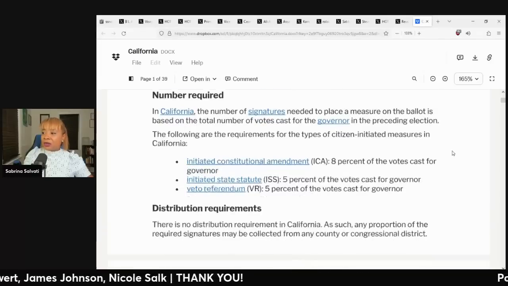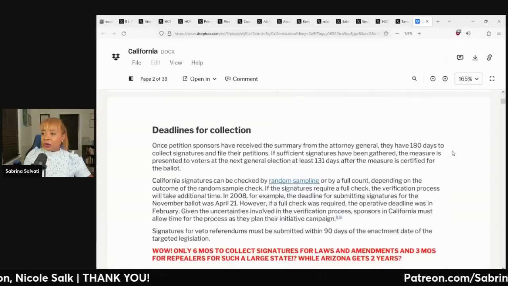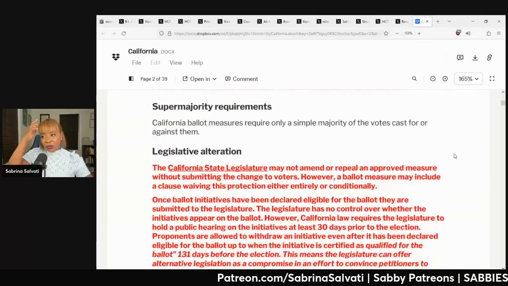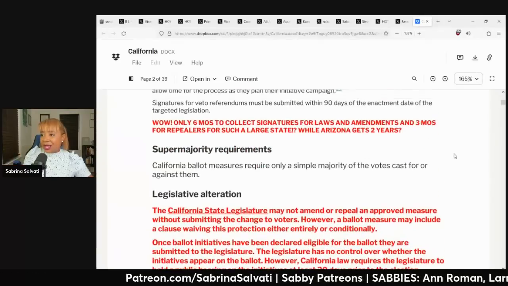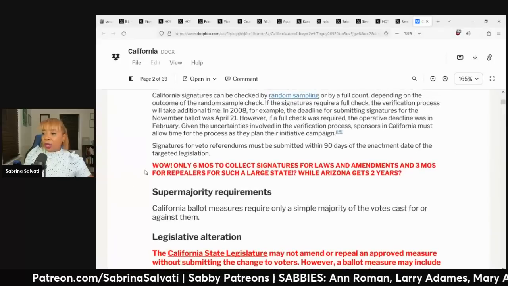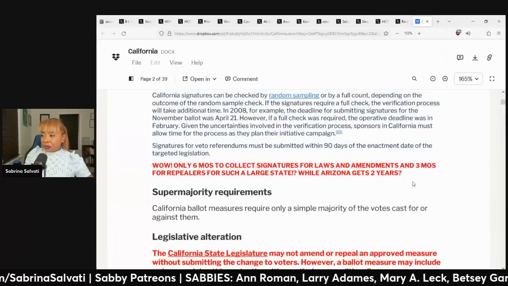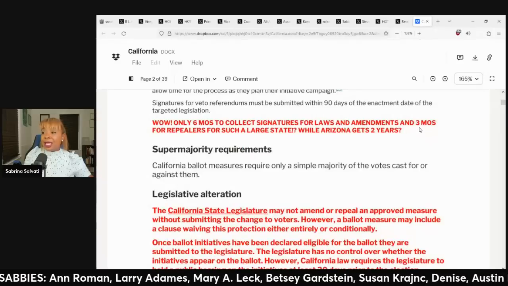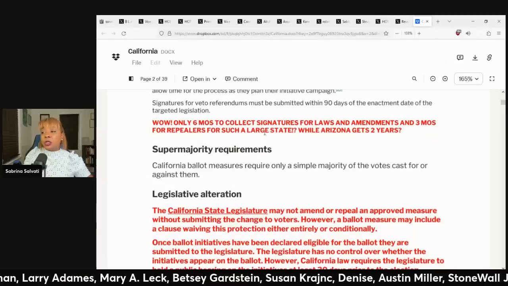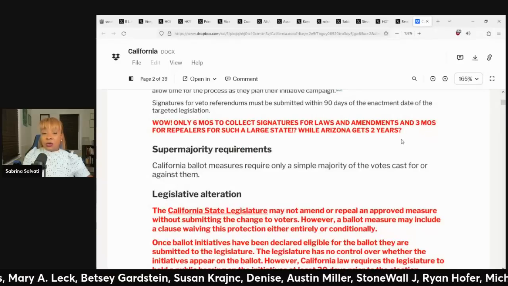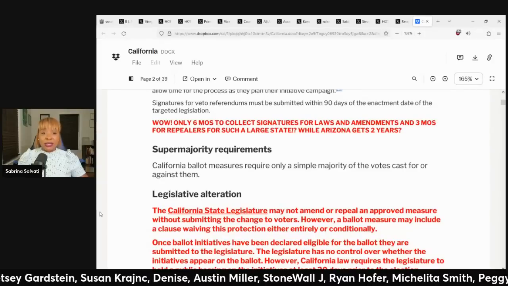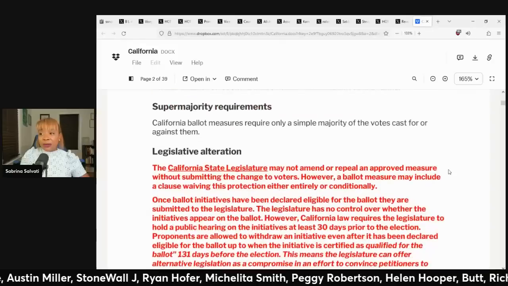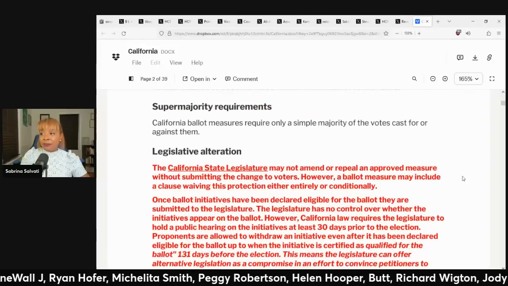We're going to fast forward here to the first measure. And you guys can always look at this separately if you want to see about the deadlines and stuff like that. But the point that Roger noted here: only 6 months to collect signatures for laws and amendments and 3 months for repealers for such a large state, while Arizona gets 2 years. This is another thing you're going to notice, how these states are so different when it comes to these measures. Some states have longer time to collect, some have a short time.